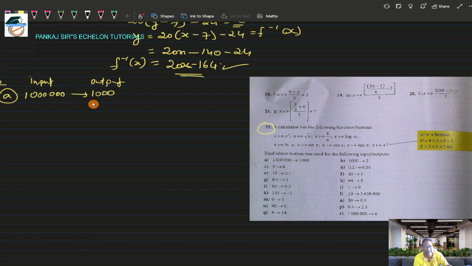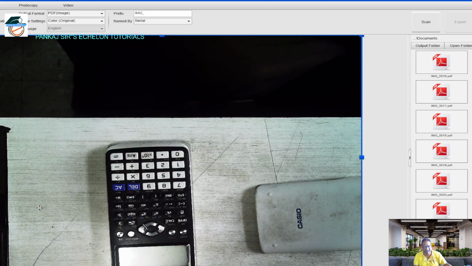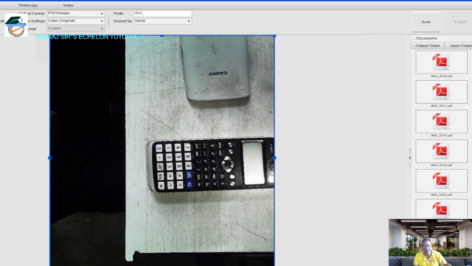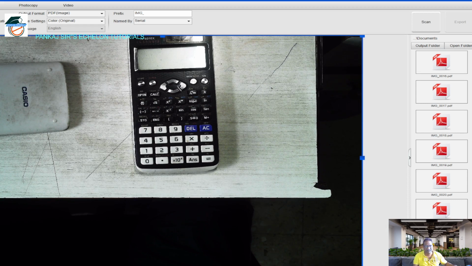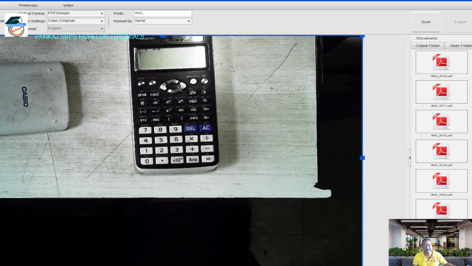The question asks: what function button is used so that when you put this value for x, you will get this answer? These are the buttons given here. So I will first take you to the document camera and I'll show you. Now, can you see this calculator? Now you can see it is on right now.